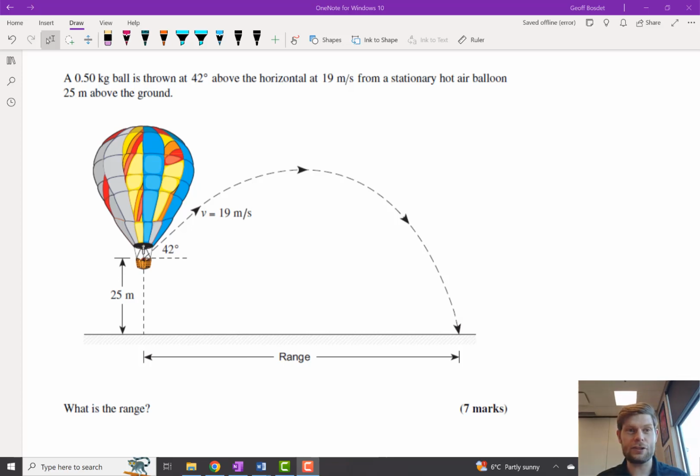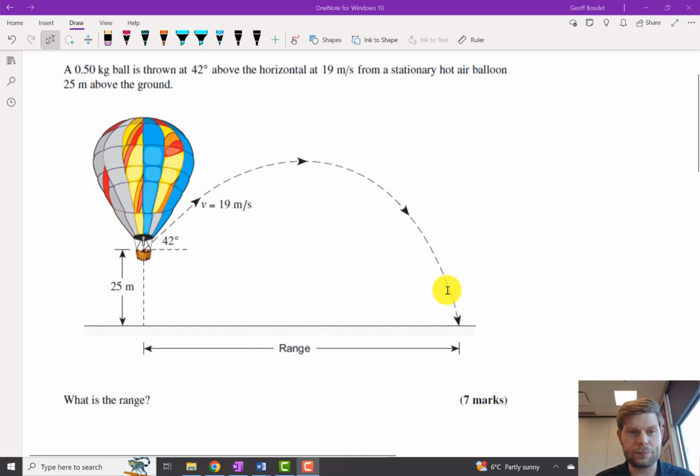Hello. Today I'd like to go over what I consider to be the two hardest problems in the Kinematics 2D package. First one is this lovely hot air balloon, which is firing a projectile, I guess a ball, at an angle of 42 degrees to the horizontal. And it goes up in the air and ends up on the ground a certain distance away, and we're trying to find this distance. It has fallen a certain vertical height from when it started.